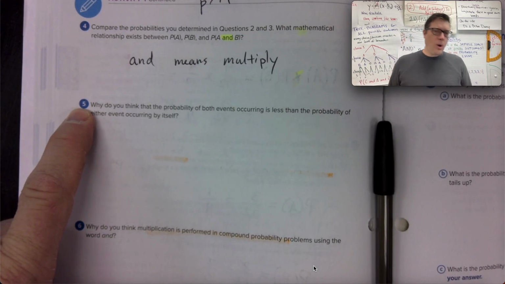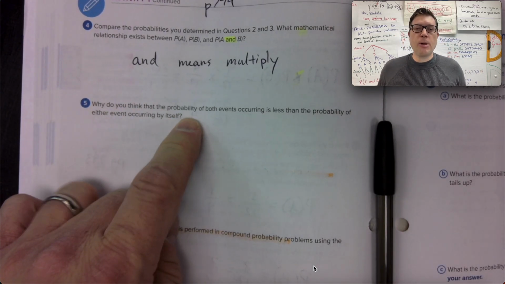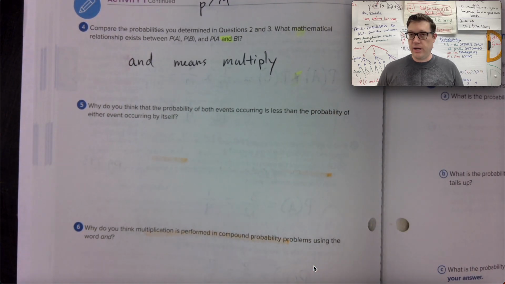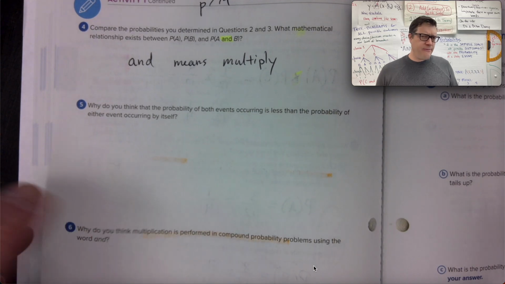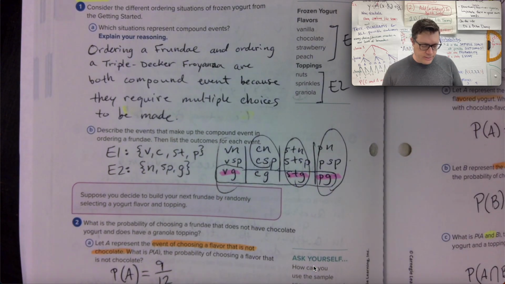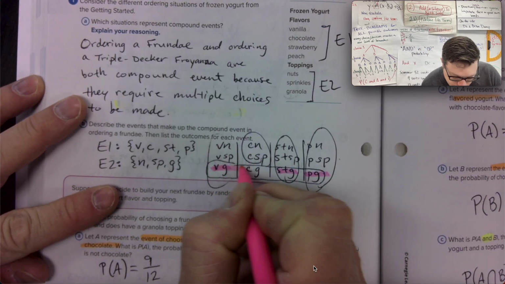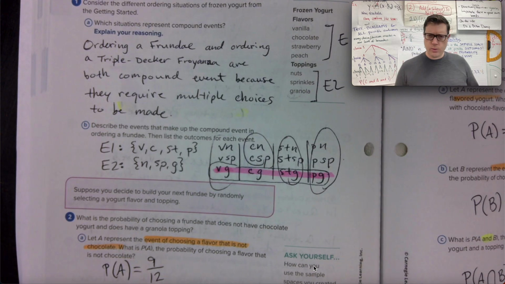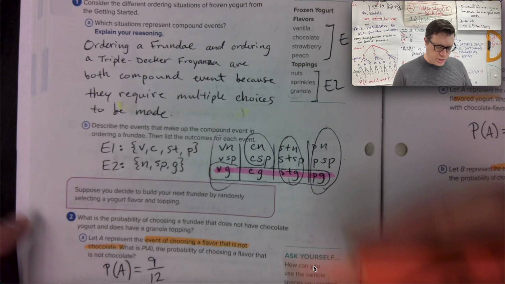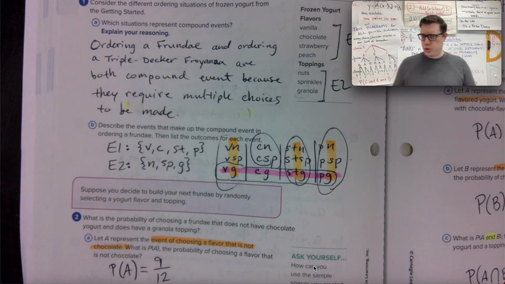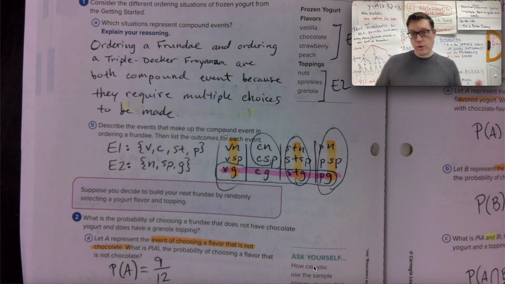Number 5, why do you think that the probability of both events occurring is less than the probability of either event occurring by itself? Maybe a visual reminder first. In the scenario where we were considering only granola and not chocolate, I think that was A, right? Question 2. That would be these. Something's getting restricted in the conversation, and then you have to look at what's overlapped.